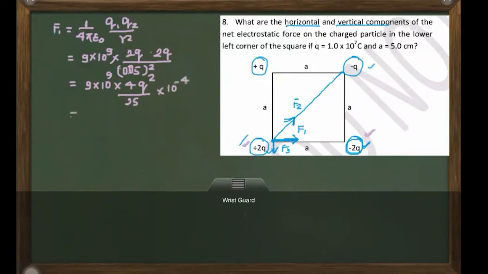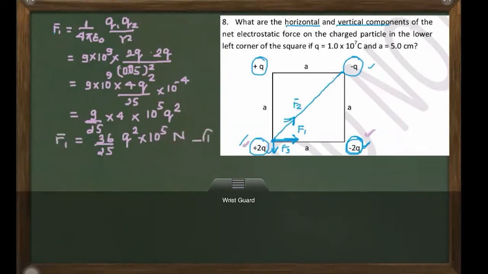So the total value of the force will be 9 upon 25 into 4 into 10 power 9 here and minus 4 here, into Q square. So this is 36 divided by 25 Q square into 10 raised to power 5 Newton, the force F1, say equation number 1.